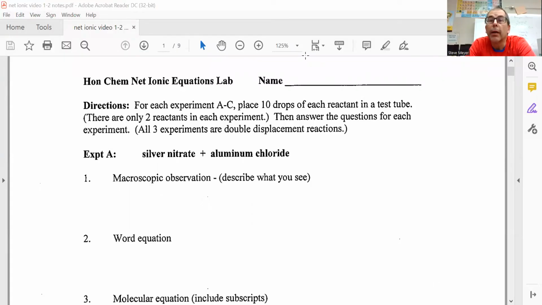Net Ionic Equation Lab Introduction. I'm going to go to screen share here and bring up the lab, which you can find in Schoology. And here we go.